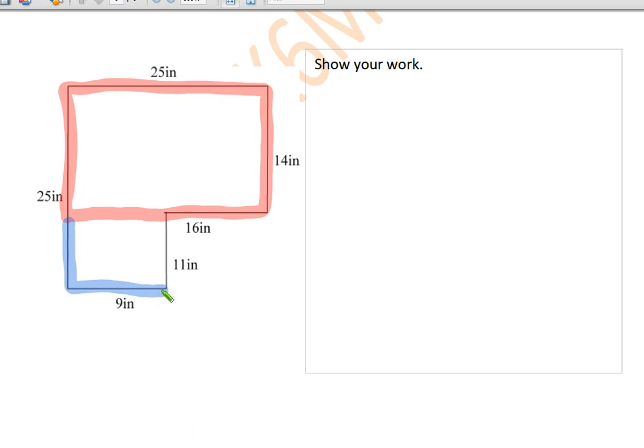Now just be very careful that you are using the correct numbers. So for my blue rectangle here, I'm going to use 9, which is my width, 9 inches by 11 inches, because that's my length, or that's my width, sorry, length and width. So I'm going to do 9 times 11, which I already know is 99 square inches.